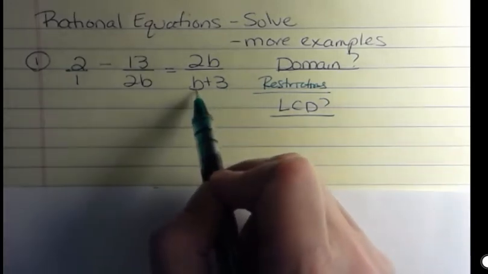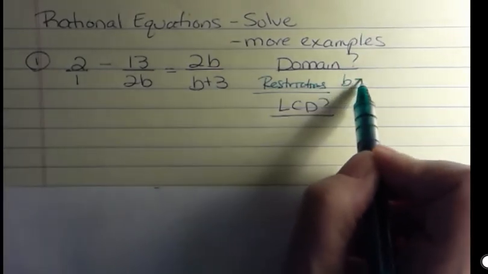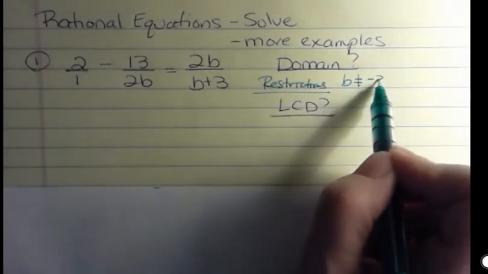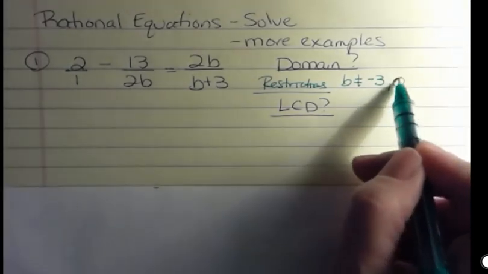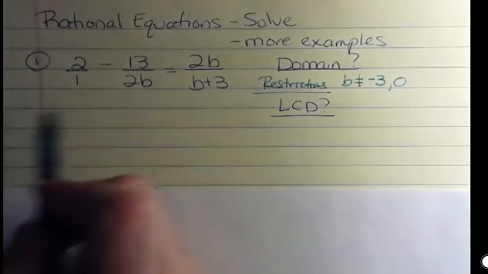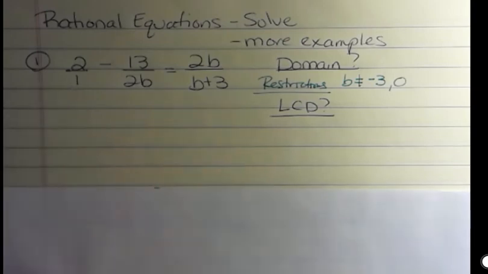Do you see if I had -3 in here, that would make that be 0. So b cannot equal -3. Also, if b was 0, 2 times 0 would be a problem, so it can't be 0. This is no variable. I don't have to worry about that. So there's 2 restrictions. And now I want to ask, what's the least common denominator?